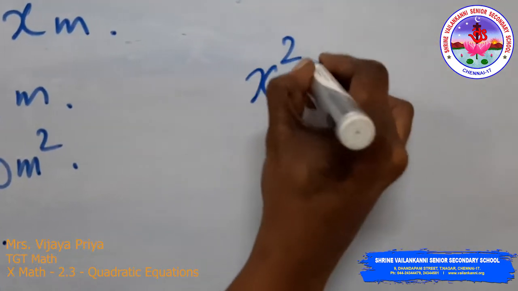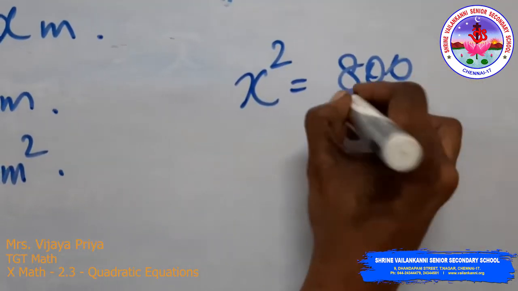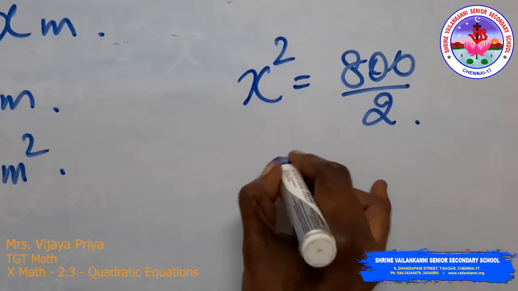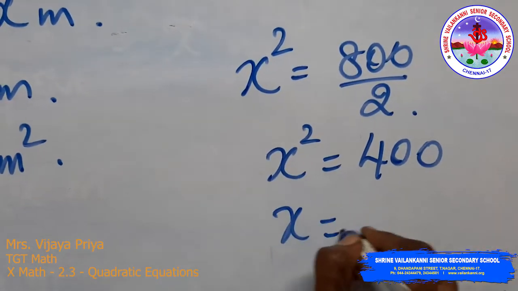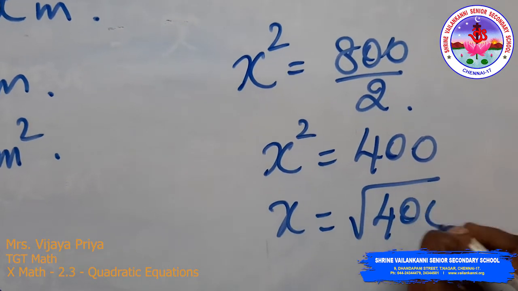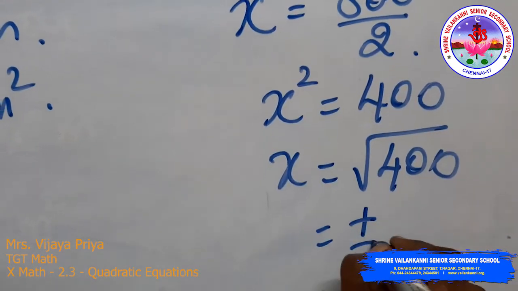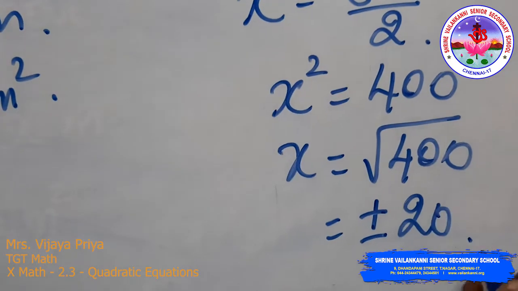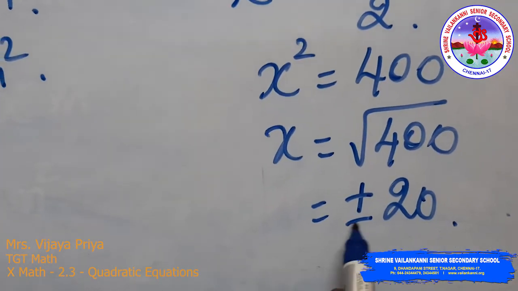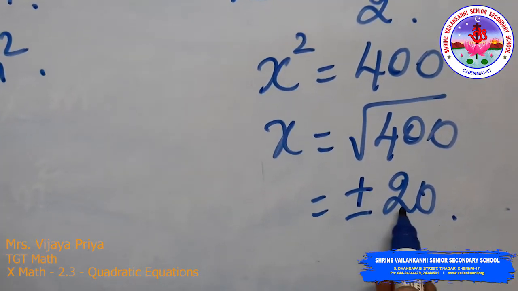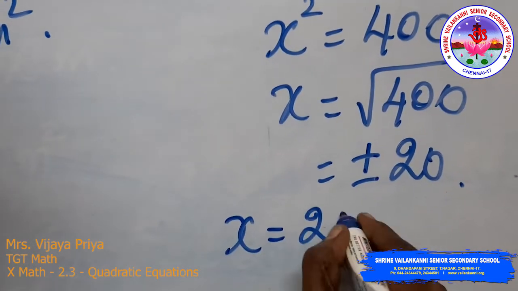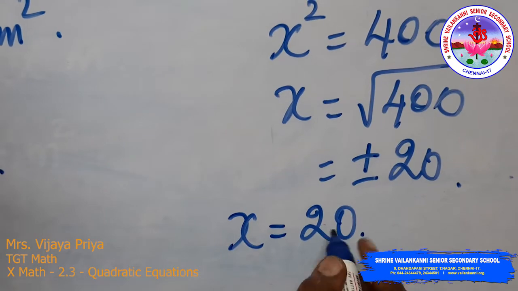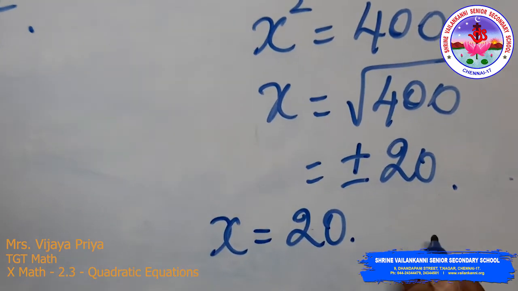So x squared is equal to 800 divided by 2. So x squared is equal to 400. x is equal to square root of 400, which is equal to plus or minus 20. Here we will not take the negative value. So minus 20 is negligible. So we will have x is equal to plus 20, which will be the breadth of the rectangular grove.